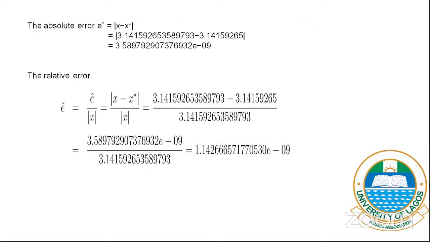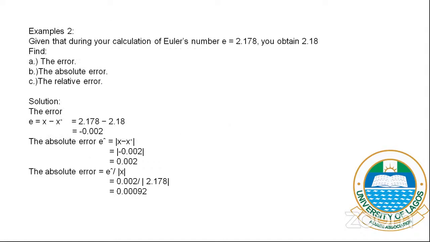So the absolute error too is also calculated here. Just plug in your figures based on what you are given to arrive at the solution. The same for the relative error. Next slide, please. So in our example 2, given that your calculation of Euler's number is 2.178, you obtain 2.178, then find the error, the absolute error, and the relative error.